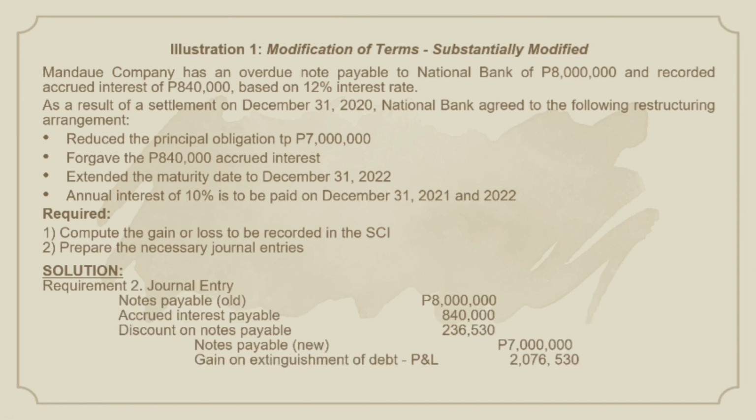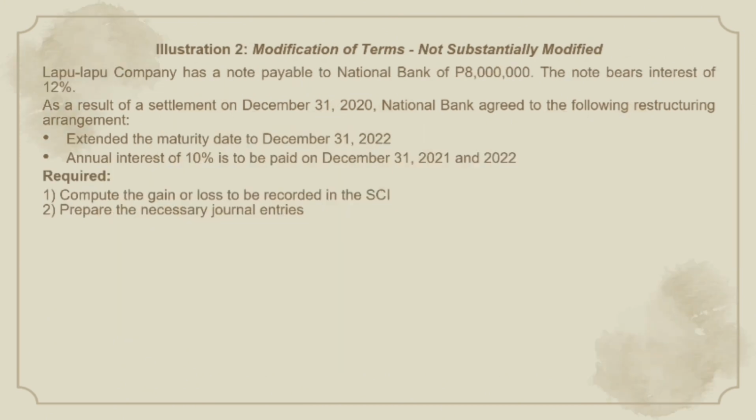To record the journal entries, we have debit notes payable 8 million, debit accrued interest payable 840,000, debit discount on notes payable 236,530, and credit to notes payable, the new amount, 7 million, and the gain on extinguishment of debt in profit or loss, we have 2,076,530. The second illustration, the modification of terms not substantially modified.